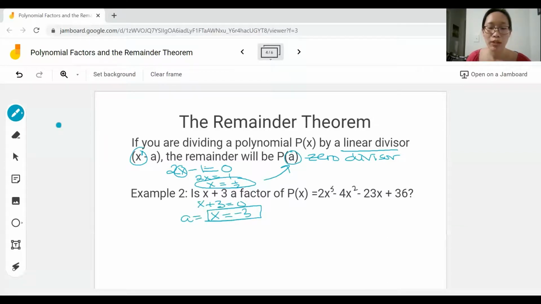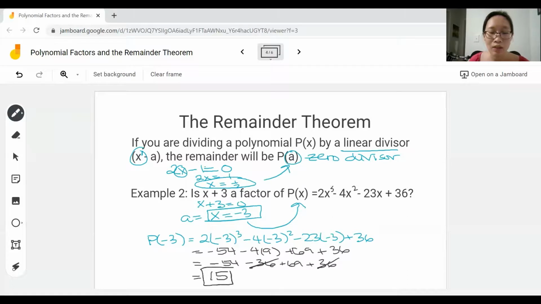And what I want to do is plug in now this negative 3, x. And so find p of negative 3, which means I'm going to plug in negative 3 everywhere there's an x. So this is minus negative 3 squared minus 23 times negative 3 plus 36. And this 15 is the remainder, which we found when we divided by long division.